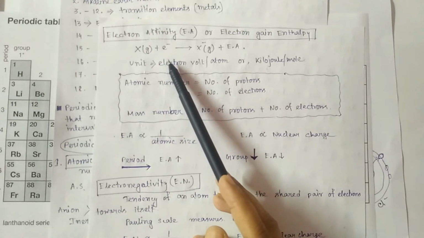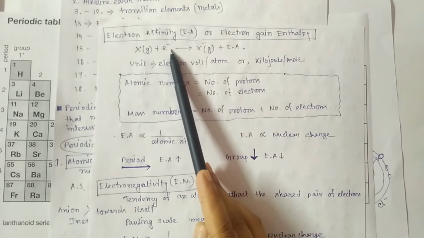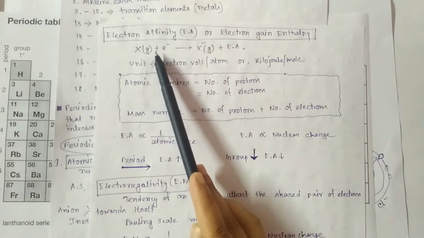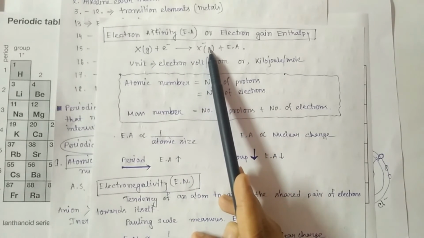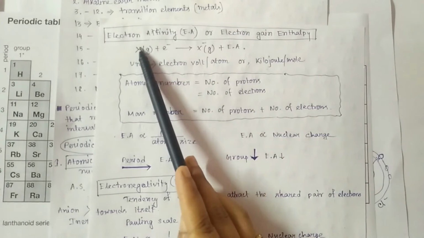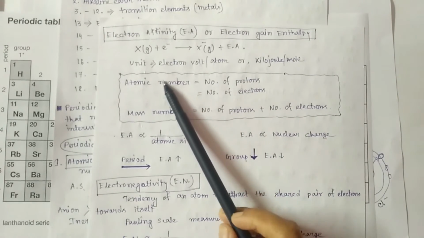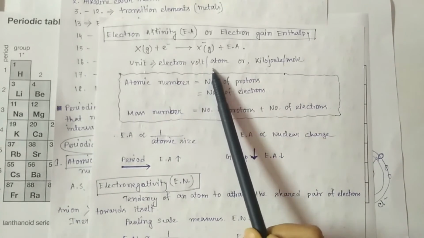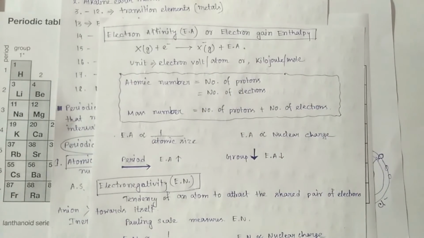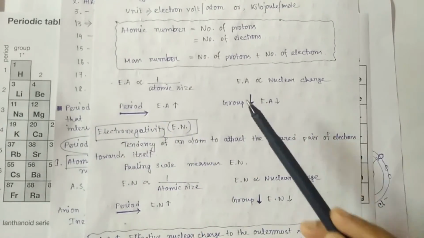Listen very carefully. When we add an electron to the outermost shell of an isolated gaseous atom to make it a gaseous anion, the energy released is called electron affinity or electron gain enthalpy. Its unit is electron volt per atom or kilojoule per mole, just like ionization potential. It also depends on two factors, atomic size and nuclear charge.